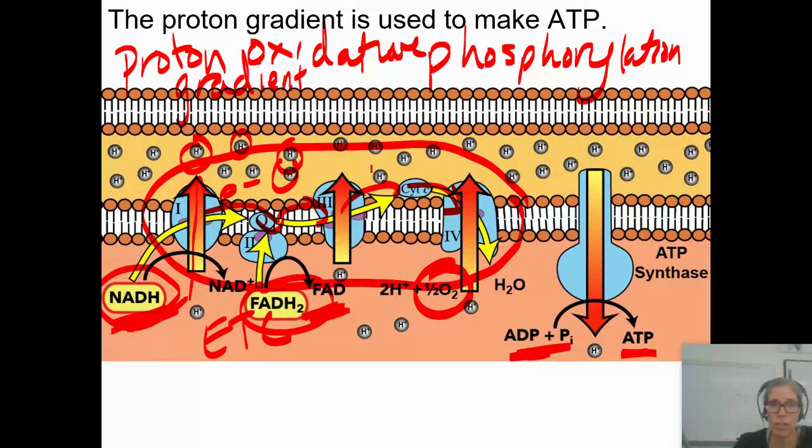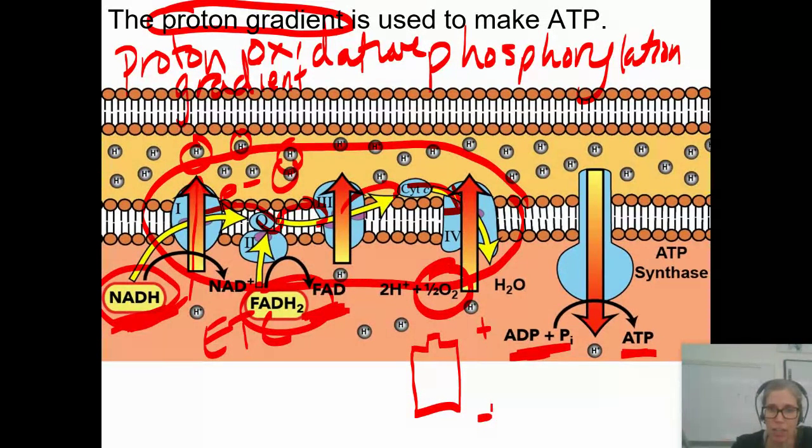That proton gradient is really important because it's really potential energy. So it's just like a battery where you have a positive side and a negative side. You have a charge separation. And so what you've got here between here and here is a charge separation. Lots of positive protons here and not so many of them here. And so that can be used to make ATP.